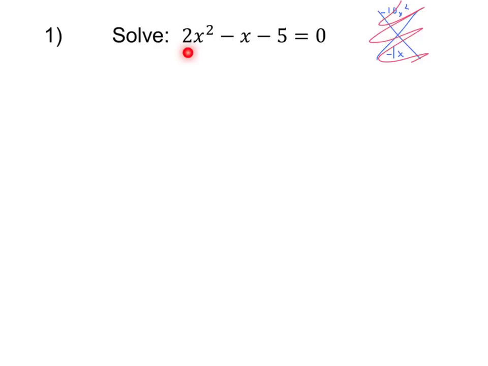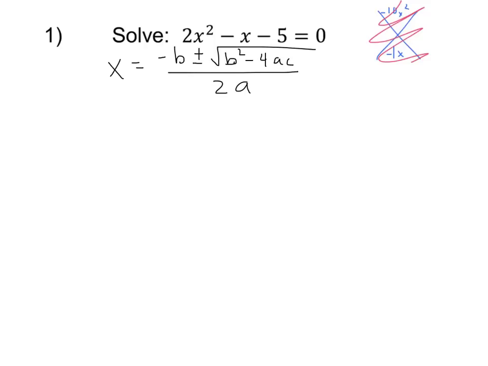So you do want to have this memorized. Again, x is equal to the opposite of b plus or minus the square root of b squared minus 4 times a times c, all divided by 2 times a. So let's go ahead and plug in our values.